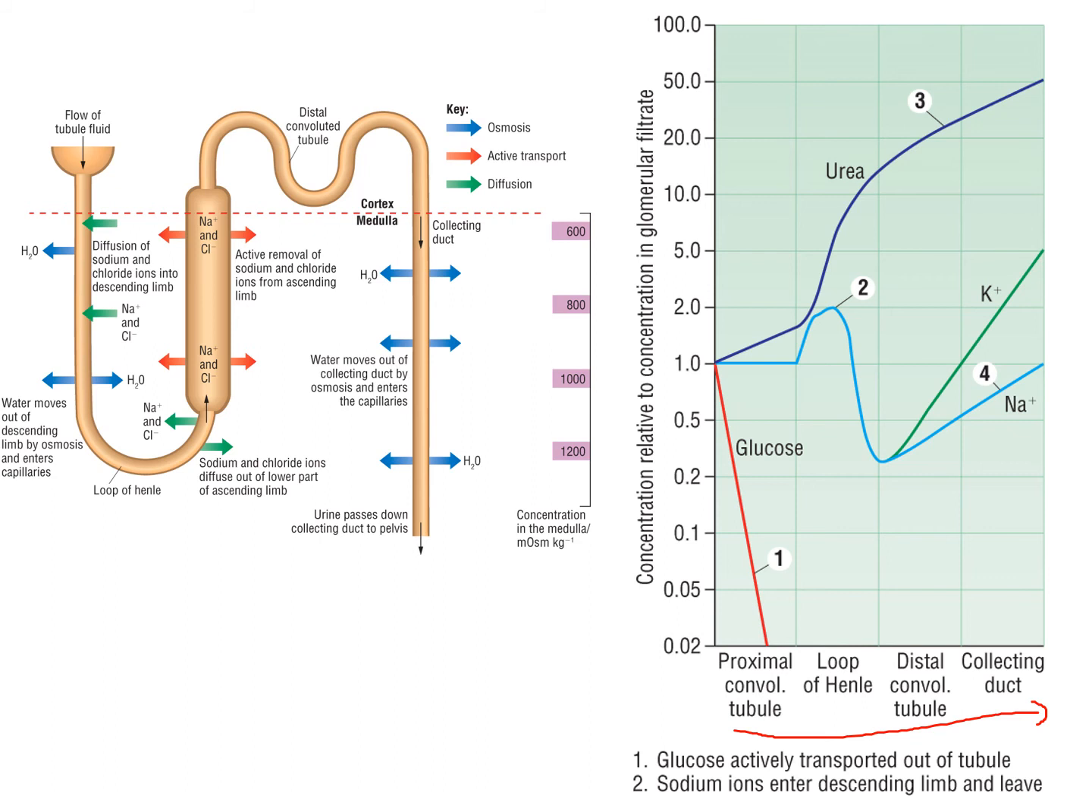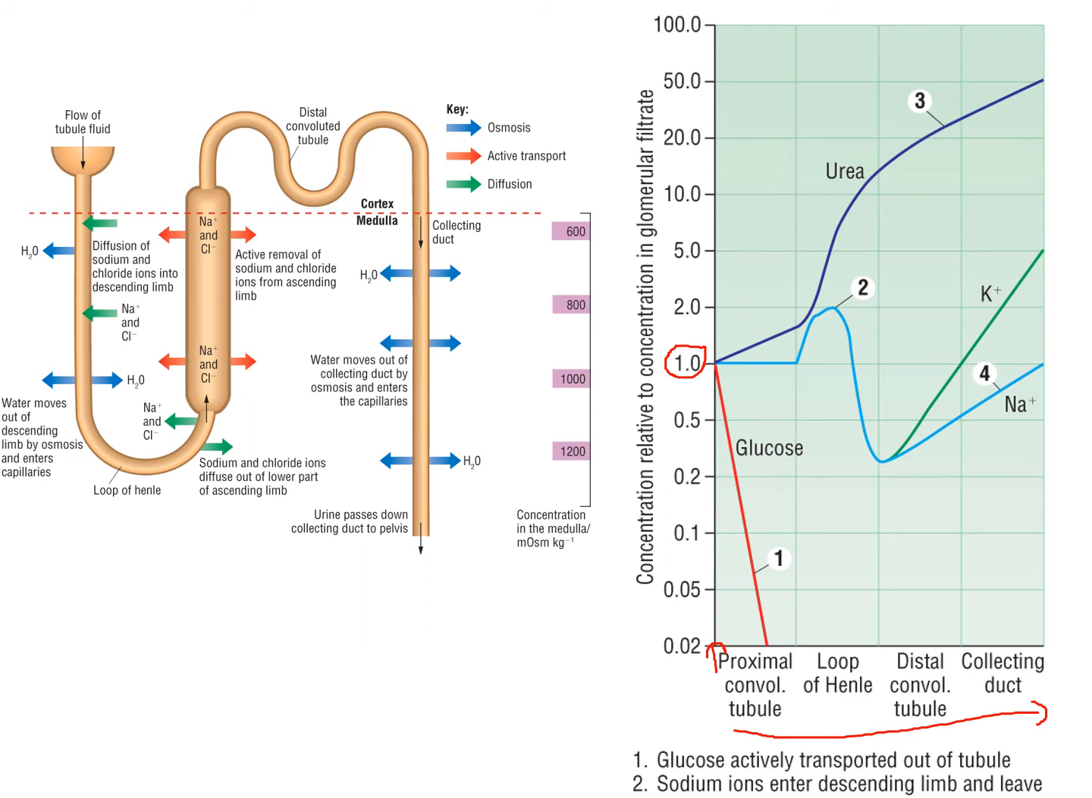Obviously at the start, we've got the Bowman's capsule, which has done selective ultrafiltration here. Again, the concentration they've said here is concentration relative to the concentration in the glomerulus filtrate. So basically what they're saying is it's all at one. The glomerulus filtrate is all the things that come in the Bowman's capsule.